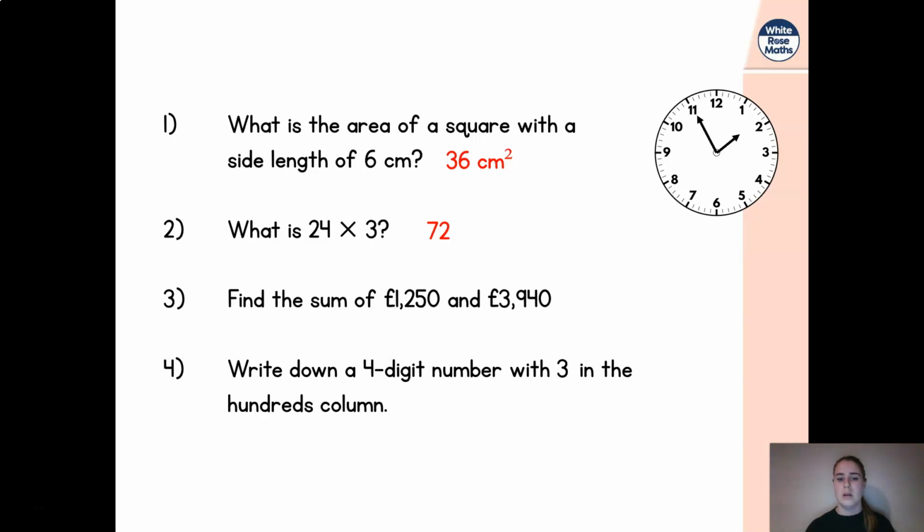Find the sum of 1,250 and 3,940. So find the sum. Sum means total. So to find the total, we need to add them. Okay, so if you add them together, we have 5,190. Write down a 4-digit number with 3 in the hundreds column. So this could be any number, okay, that looks like this. It could be any number in your thousands, tens and ones, as long as that third number there is a 3, okay? Well done if you got those ones correct.